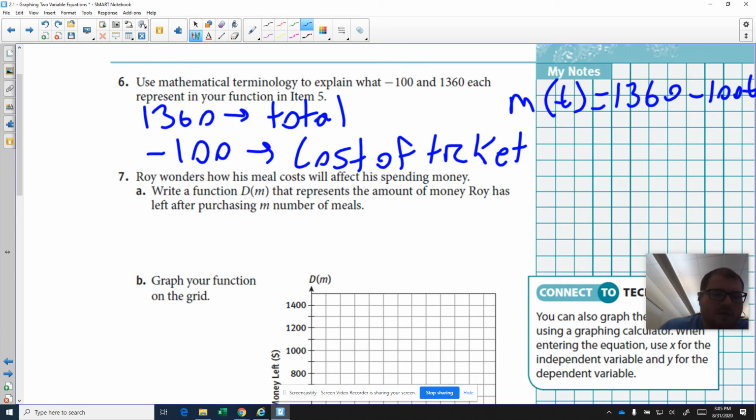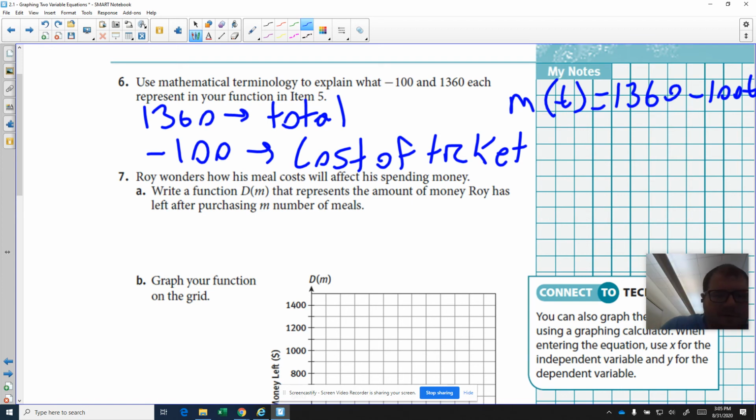In the next portion here, Roy wonders how much his meals will cost after spending his money. So now let's completely shift this whole problem. Instead of dealing with tickets, we're just dealing with meals. So if he goes to zero entertainment and only attends meals, we basically want to jump right to a problem here.